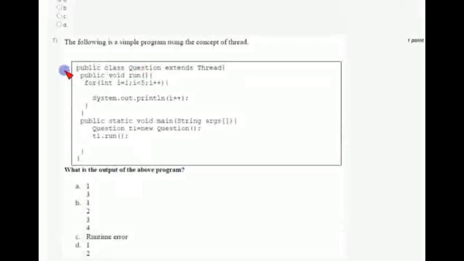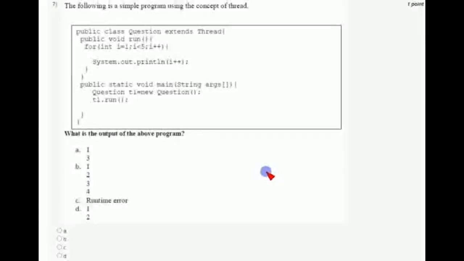And coming to 7th question, they have given a program again, and the output I have got is 1 and 3. So which option is that? That is option A, 1 along with 3. So mark option A as the correct answer for 7th question.